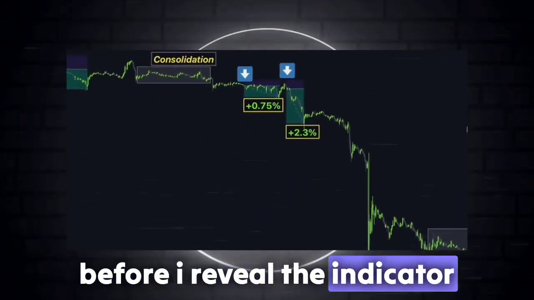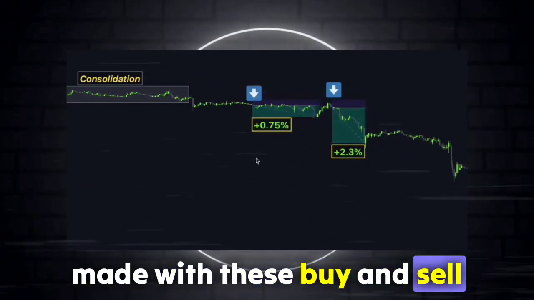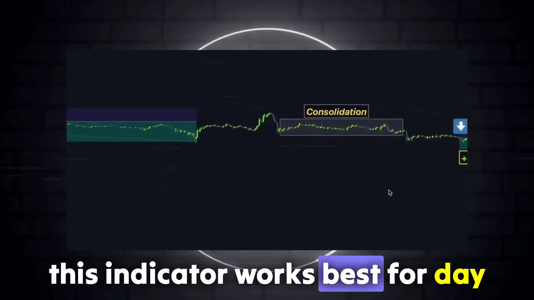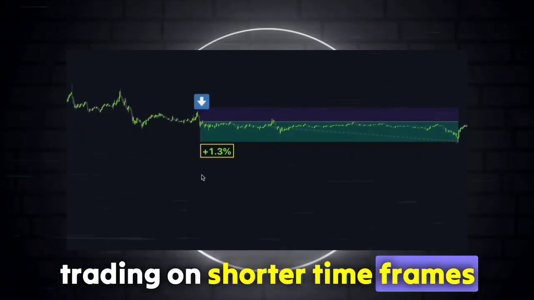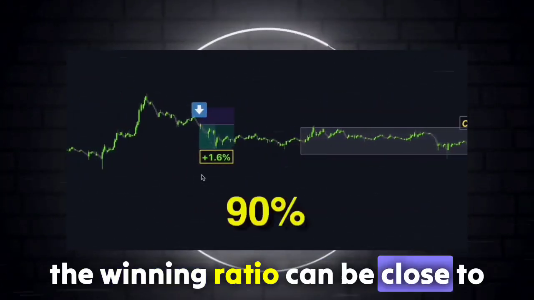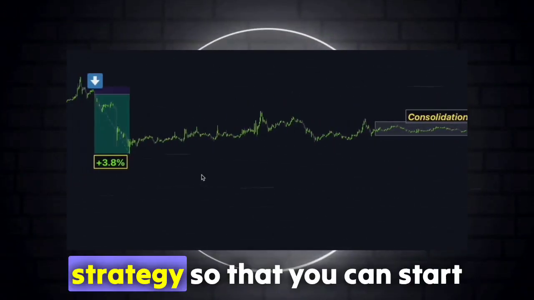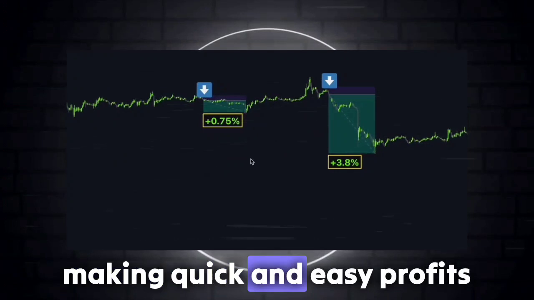Before I reveal the indicator, I want you to check out these winning trades you could have made with these buy and sell alerts. This indicator works best for day trading on shorter time frames like 5 and 15 minutes. In some markets, the winning ratio can be close to 90%. In this short tutorial, I'll teach you this exact strategy so that you can start making quick and easy profits.